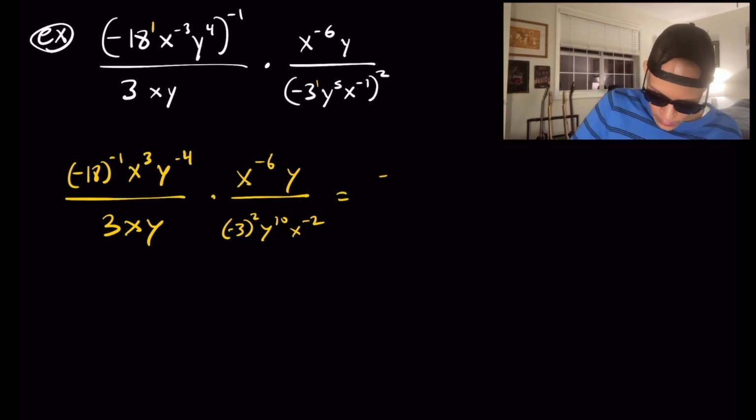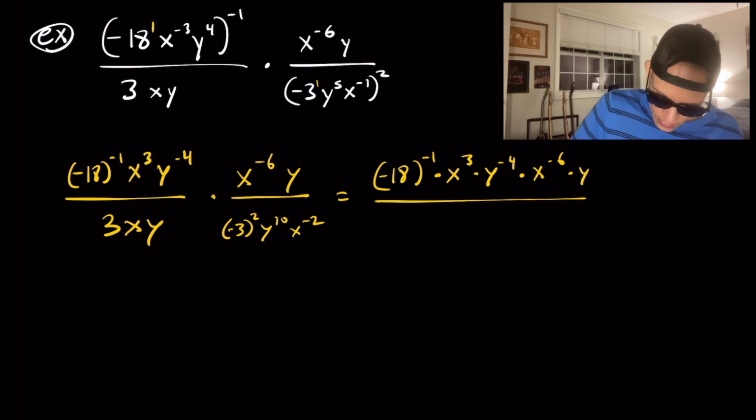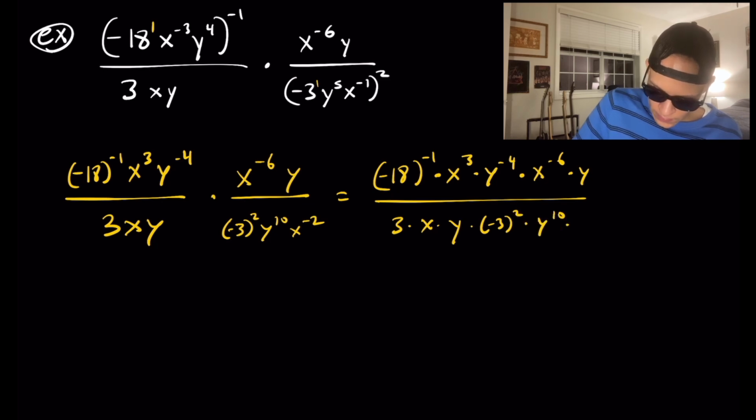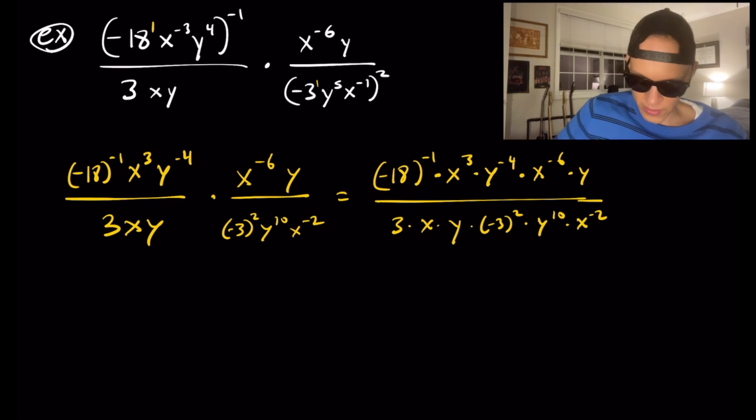So I'll have negative 18 to the negative 1 times x to the 3rd times y to the negative 4th times x to the negative 6th times y. And same thing down here. 3 times x times y times negative 3 squared times y to the 10th times x to the negative 2nd. So I'll take the numerator first and then the denominator and just do product of powers.